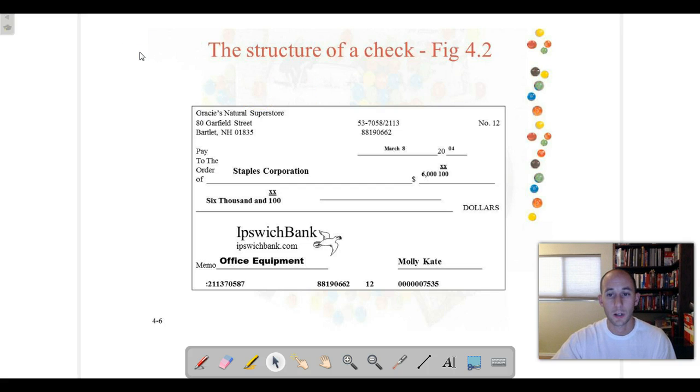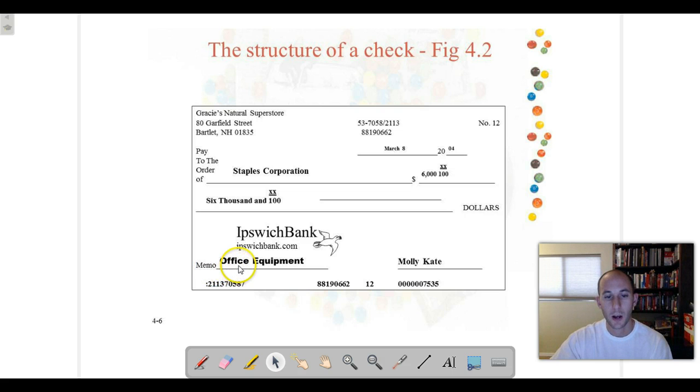So this one is going to cover the structure of a check, and the structure of all checks is the same. Again, the payee line here is who we're paying. There's always the date up here that we're going to write. Here is the numeric value of the check that we're writing, and then on this line underneath the payee, we write the verbal amount of the number that we're trying to pay.